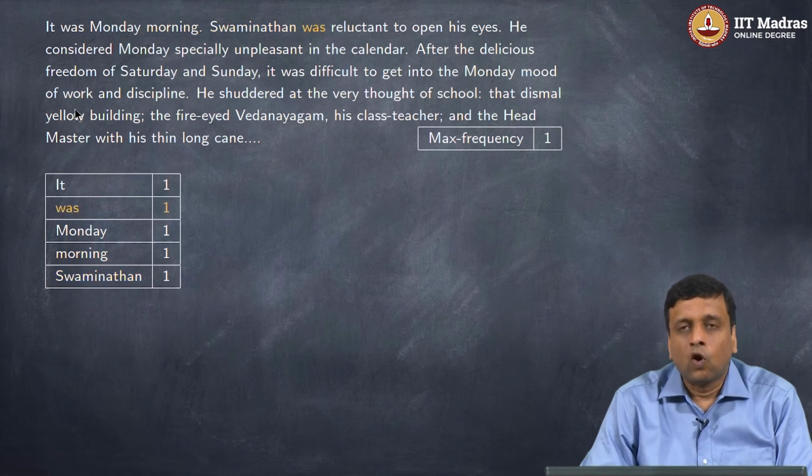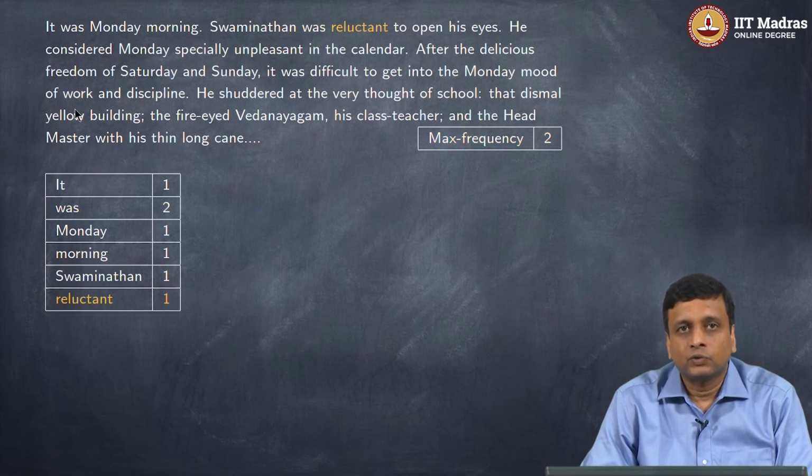Now, we come to was. So, was is a count that is already created. So, we increment the count from 1 to 2, and now when we compare to the maximum frequency, we find that was has a higher value than the current maximum frequency. So, we also update the maximum frequency to 2 to indicate that overall the maximum frequency word we have seen has occurred 2 times. Notice that we do not know which word it is. Okay, we only know that some word has appeared 2 times. So, we keep going.